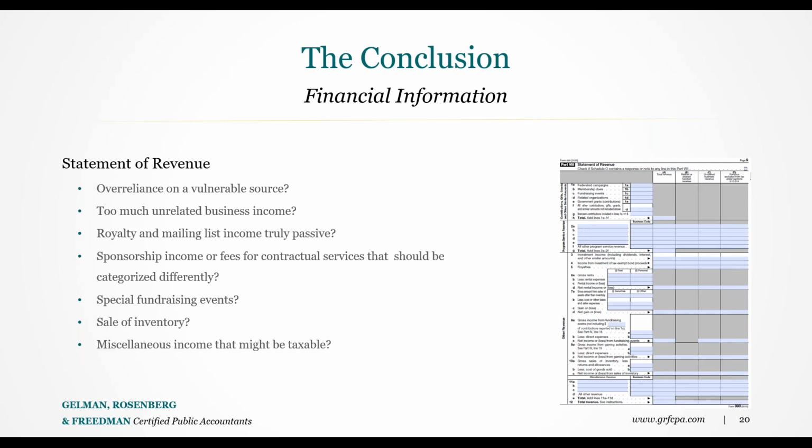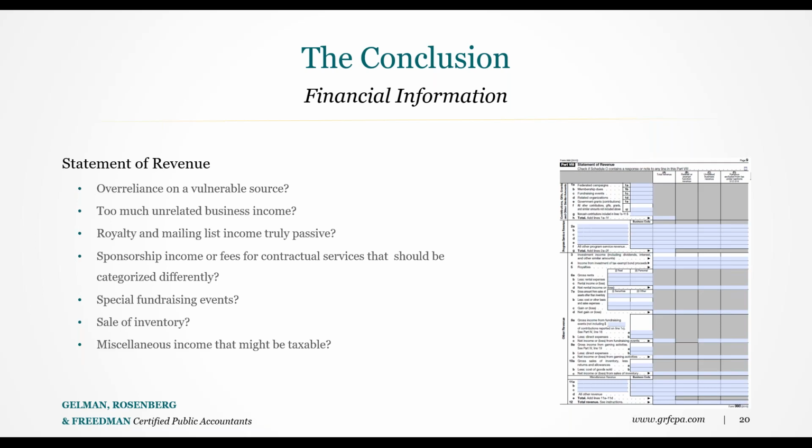And then sales of inventory: is there any kind of miscellaneous income that's down on that very bottom of this part of the form in the statement of revenue, line 11, that maybe needs to be reclassified back up through the top part of this form?